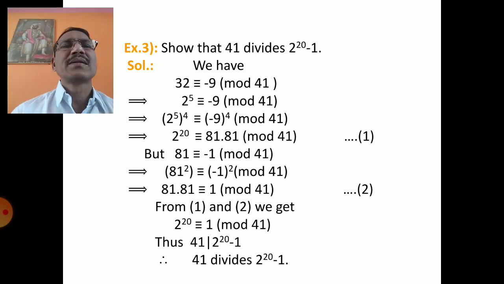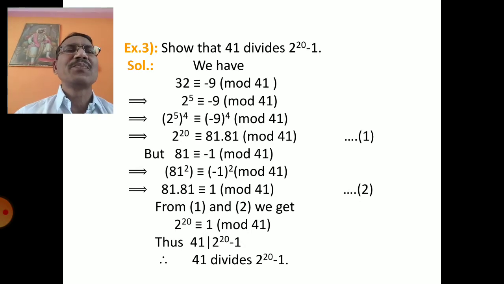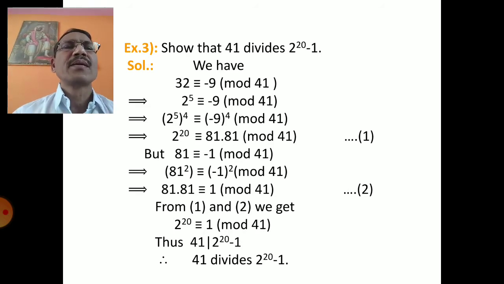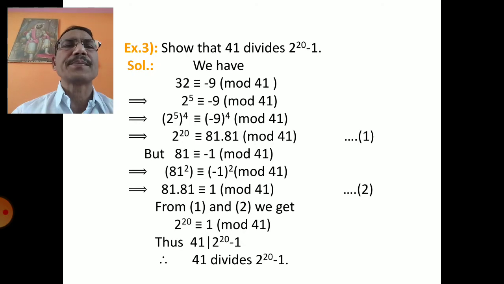Now next problem. Show that 41 divides 2 raised to 20 minus 1. Now if we want to evaluate 2 raised to 20, it is difficult. We cannot evaluate it in less time and then subtract 1 and show that it is divisible by 41 or not. But we shall prove this easily by using the properties of congruences. Here we have to prove that 41 divides 2 raised to 20 minus 1.